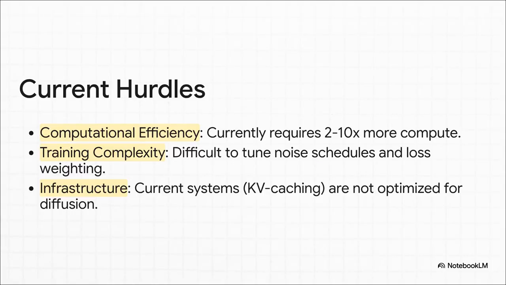And it's not just about reasoning. There are some serious engineering hurdles to clear here. Right now, these diffusion models are just more expensive to train and run. They're also a lot trickier to tune just right. And a big one is that our entire infrastructure, things like KV caching, was built to make the old sequential models faster. It's just not optimized for this new all-at-once approach.